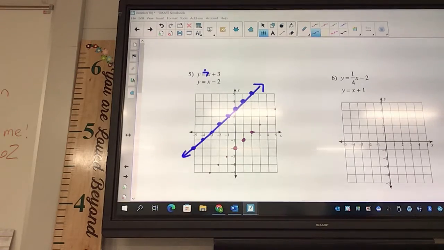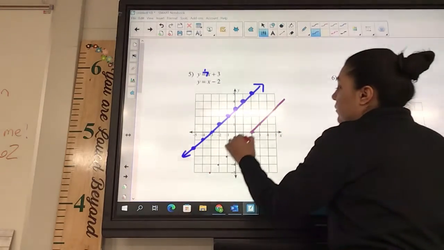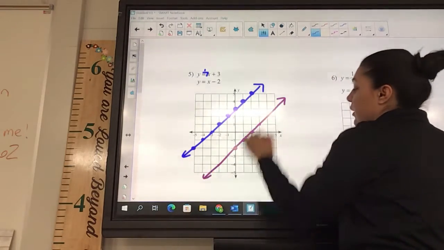Do these lines intersect? No. So what is the solution? No solution. Okay, so you can draw this.